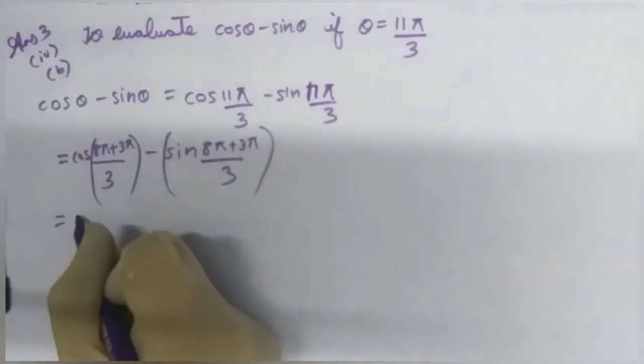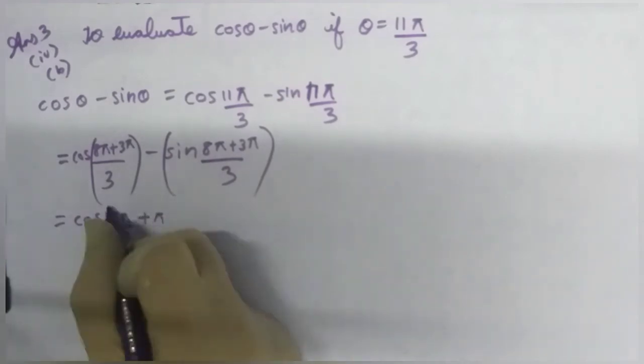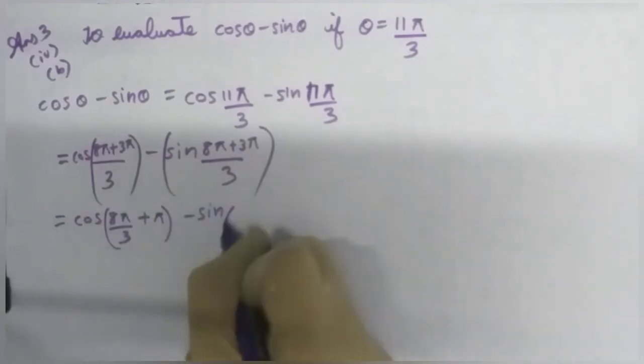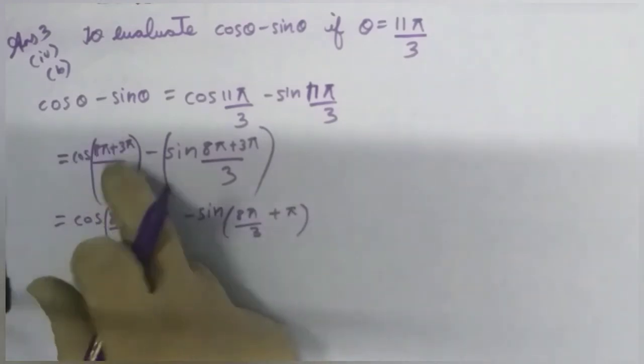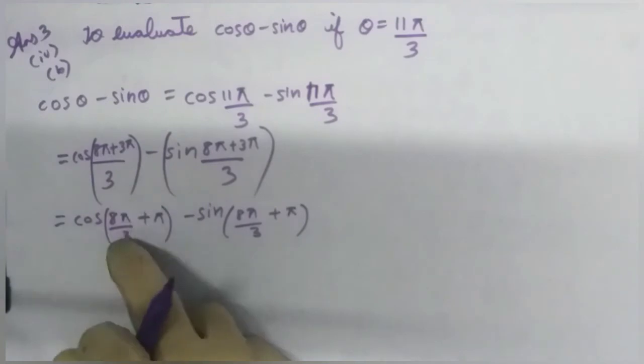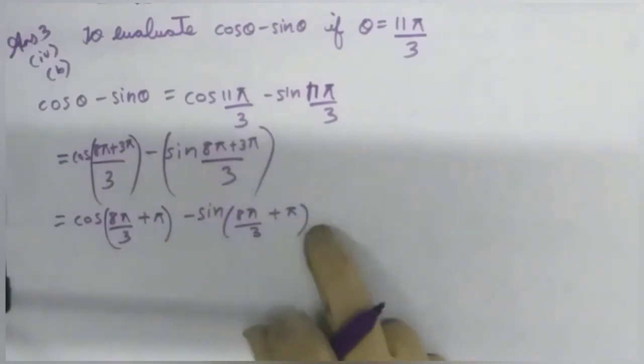Now we will have cos 8 pi by 3 plus pi minus sine 8 pi by 3 plus pi. How am I getting plus pi? Because this 3 belongs to 8 as well as this 3 belongs to 3. 8 pi by 3 is 8 pi by 3 plus 3 gets cancelled, pi. Here also 8 pi by 3 as it is, 3 gets cancelled, I am left with pi.